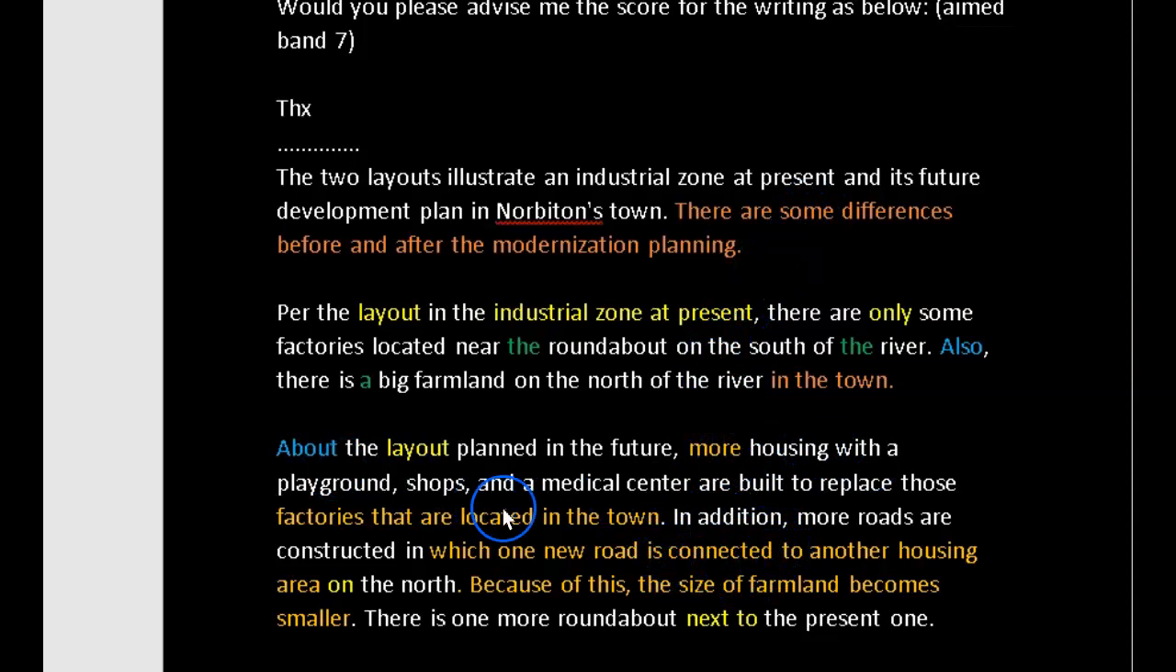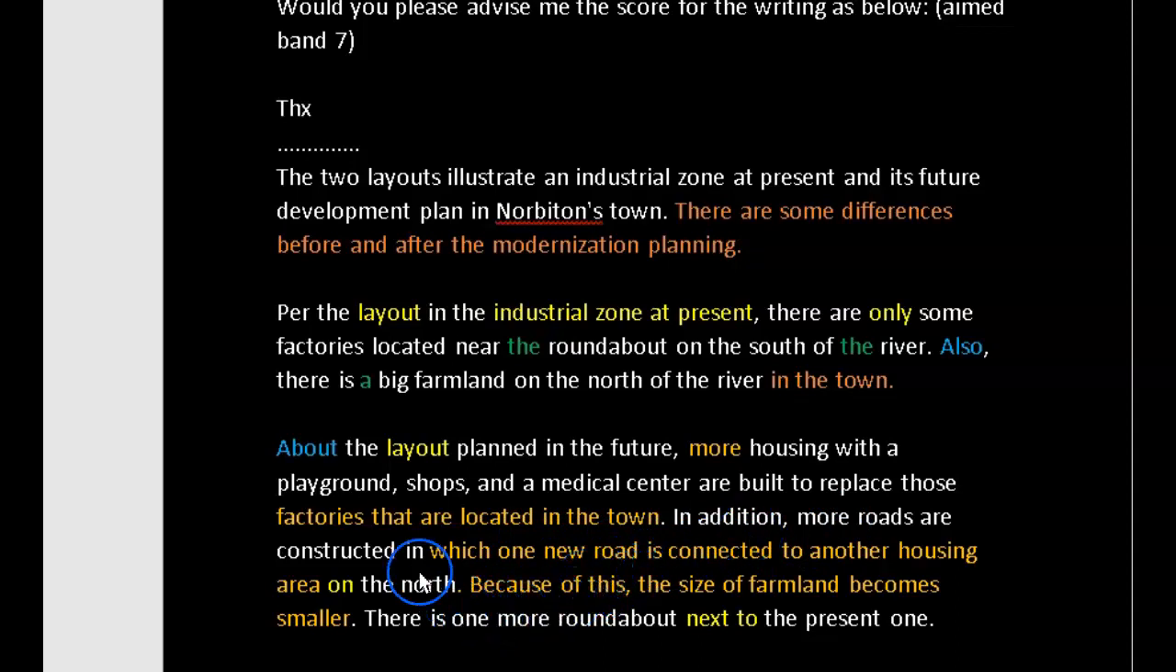Okay, more housing with the playground are built. Passive voice. But you have an opportunity. Will be built. It's going to be built. To replace those factories that are located in the town. Once we're using "in the town" too much, and they're not in the town. In addition, more roads are constructed.